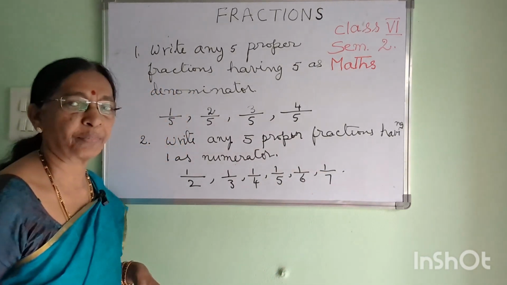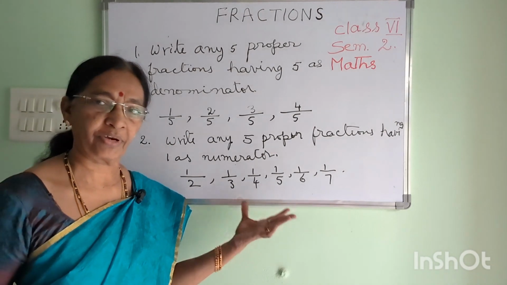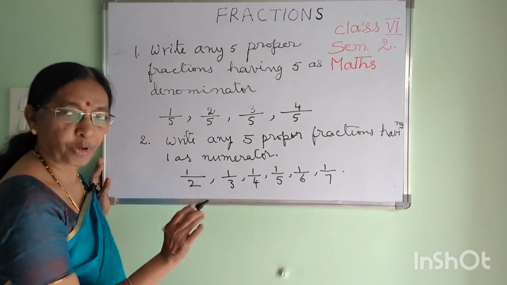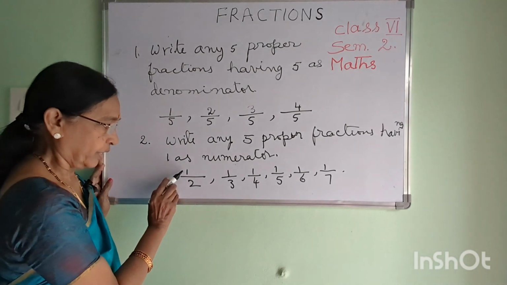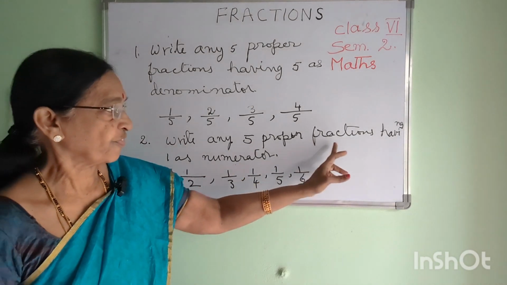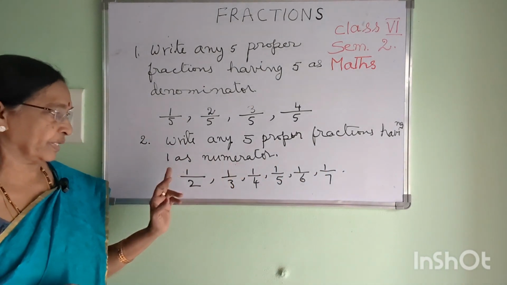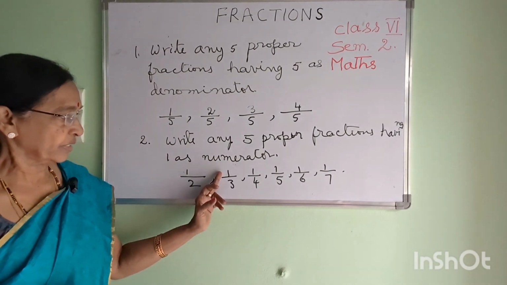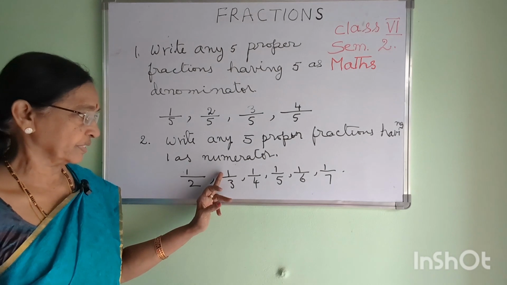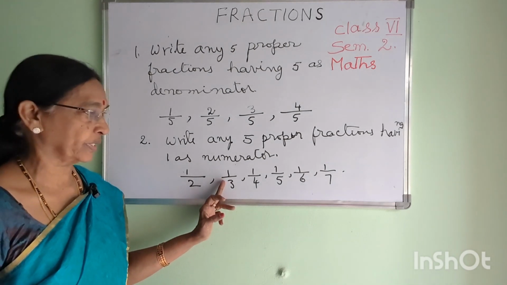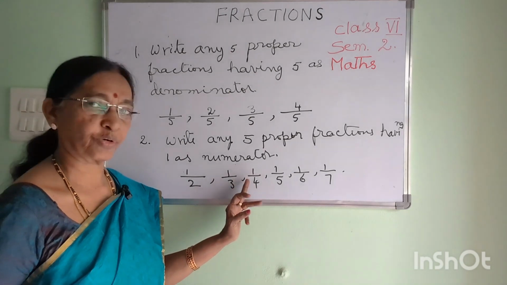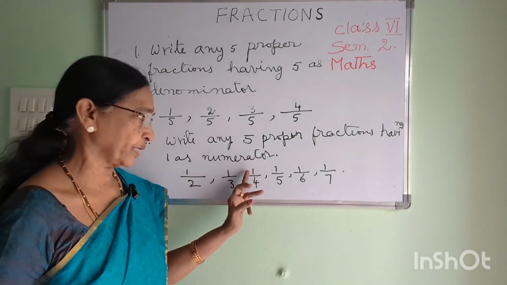We can write any number of proper fractions having 1 as the numerator. Here this 1/2 is a proper fraction because numerator is less than the denominator, and the numerator is 1. Here numerator is 1 and denominator is 3. Therefore this is a proper fraction and the numerator is 1. Here also denominator is greater than the numerator, therefore proper fraction and numerator is 1.